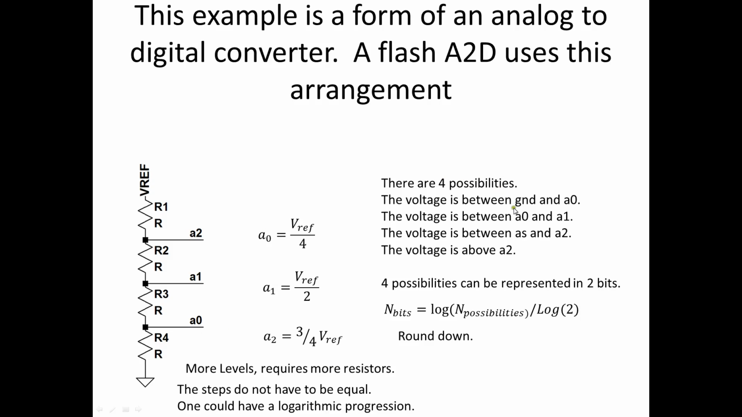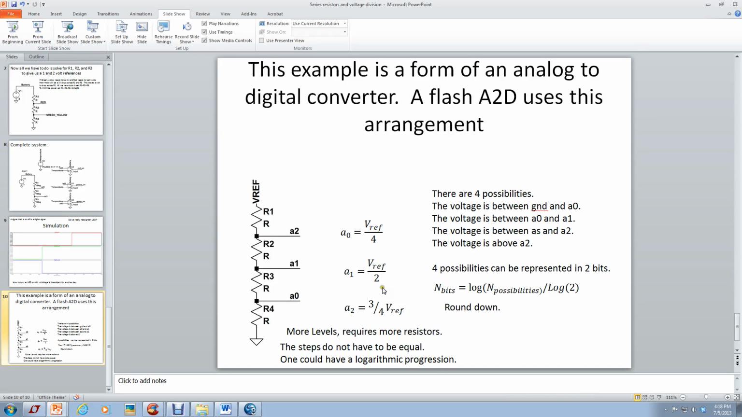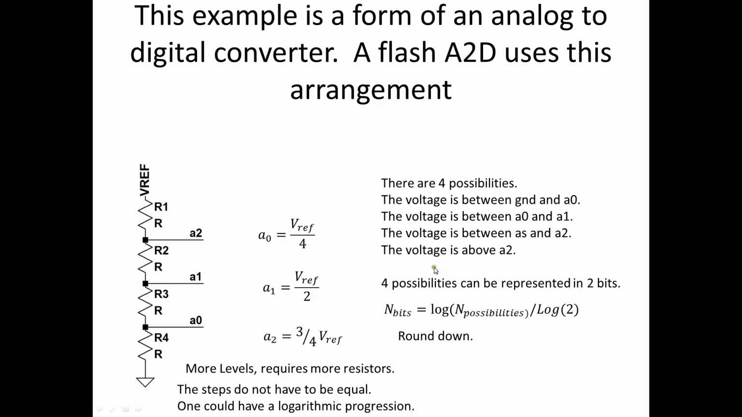So there's 4 possibilities. The voltage could be between here, the voltage could be between these two, the voltage could be between these two, or the voltage could be above A2. So that's 4 possibilities. Four possibilities can be combined into 2 signal wires. So the number of bits is equal to the log of the number of possibilities divided by log 2, and you round down, and that would tell you how many bits you have.